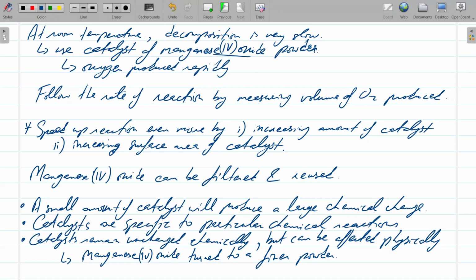So in the book they've given you a graph of the amount of the catalyst used and the rate of reaction. So as you would expect, the more the catalyst was, the faster the rate of the reaction was.